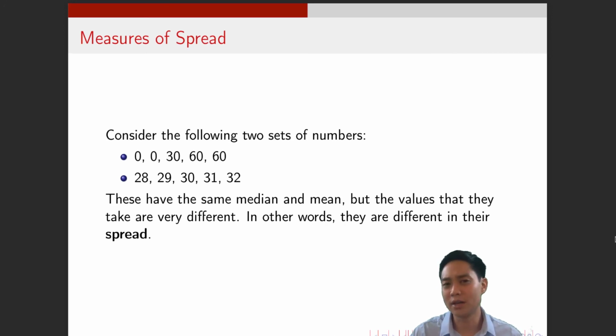So we have this one number summary that can describe this distribution, but that doesn't tell the whole story. Consider the following two sets. We have 0, 0, 30, 60, 60, and then we have 28, 29, 30, 31, 32. They both have the same mean and median, both 30, but the values that they take are very different. We want to be able to describe these distributions differently. The difference is that the first set of numbers is more varied. It goes all the way down to 0 and all the way up to 60, whereas the second set only goes from 28 to 32, so it's much more closely grouped around 30. And so their spreads are different.